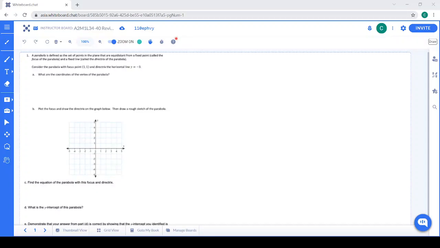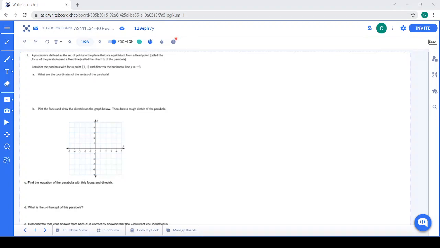It says a parabola is defined as the set of points in the plane that are equidistant from a fixed point, and that's called the focus, and a fixed line, which is called the directrix. We know this. We went over these. Consider the parabola with a focus point of (1, 1), and the directrix, the horizontal line of y equals -3. What are the coordinates of the vertex of the parabola?